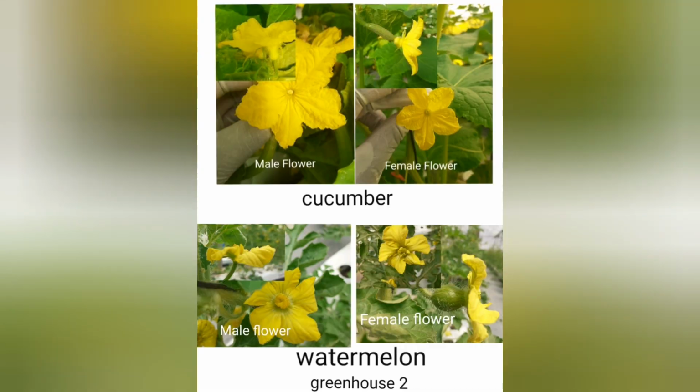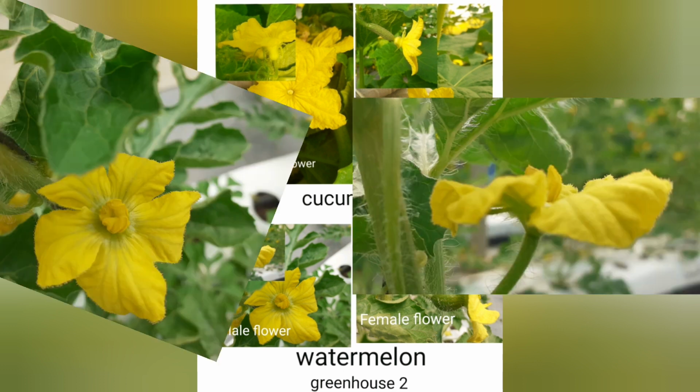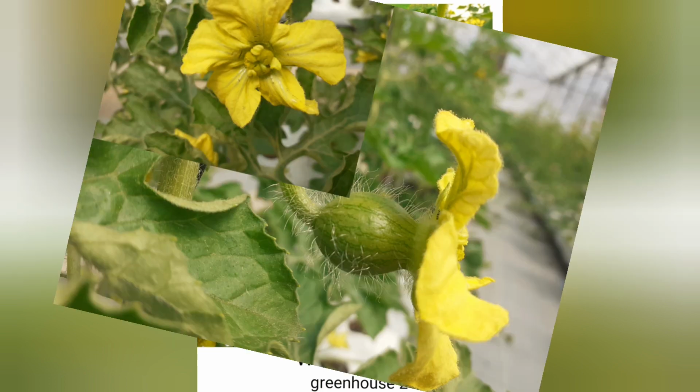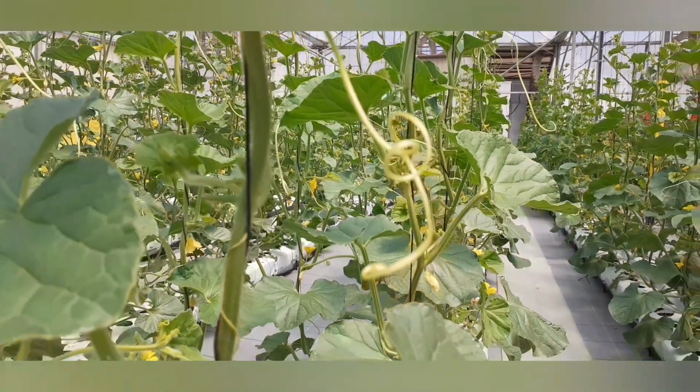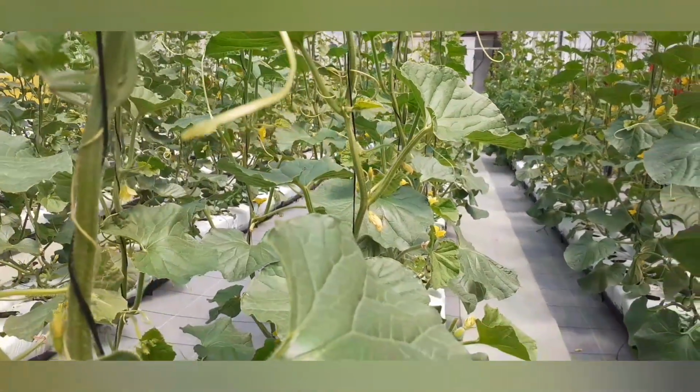The differences between male and female flowers are shown here. In the male flower, you can see the structure of anthers is different from the female flower, and also the female flower has a fruit, and this is the big difference between male and female flowers. We can start pollination when the plants start to produce flowers, both male and female flowers.